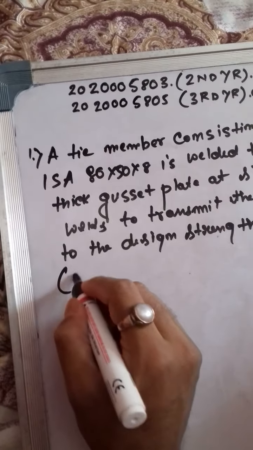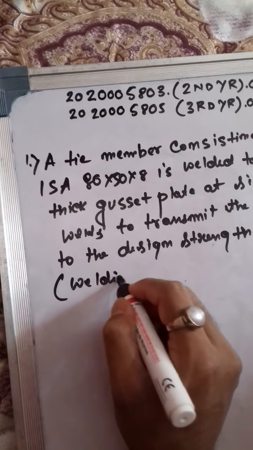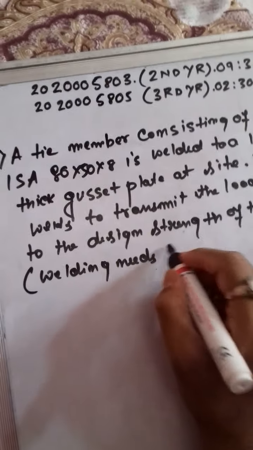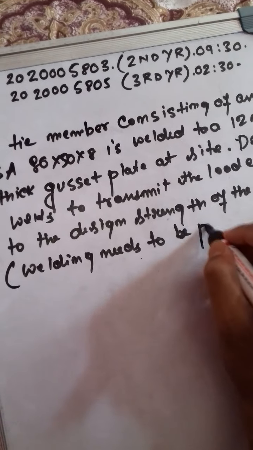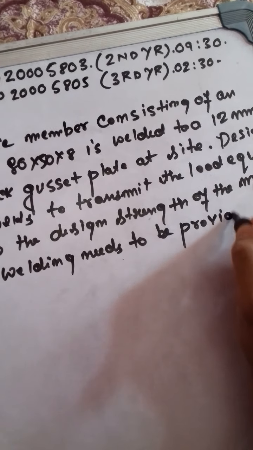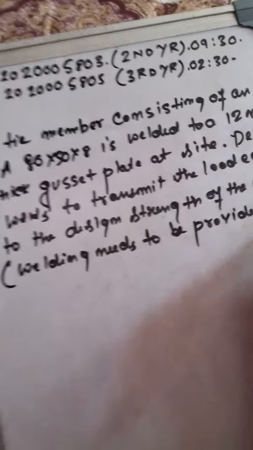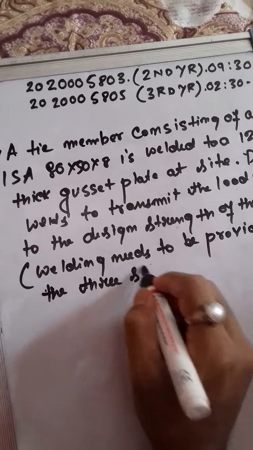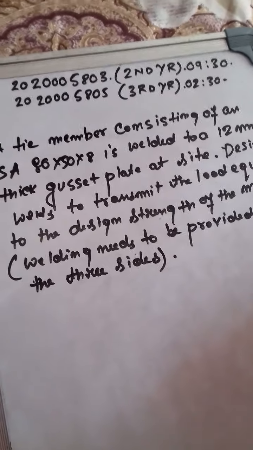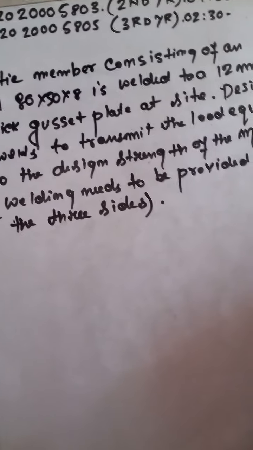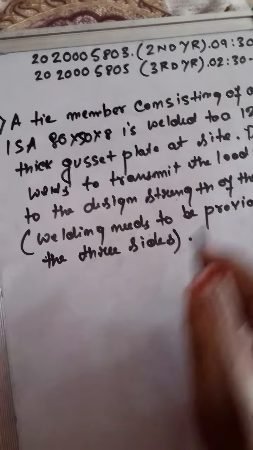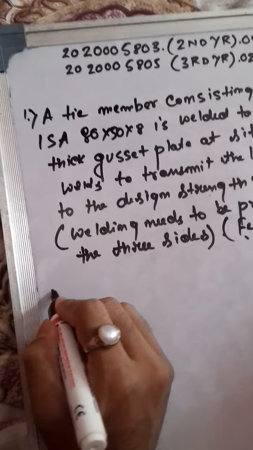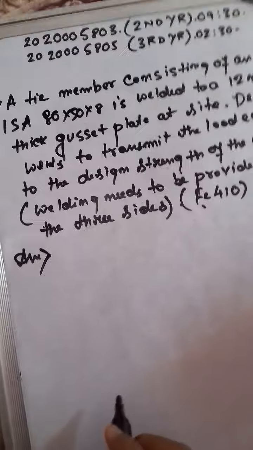Okay, now see, welding needs to be provided on the three sides. This is the only difference from the last problem. Okay, now see, it is given that steel used is Fe410. Let us try to solve it.